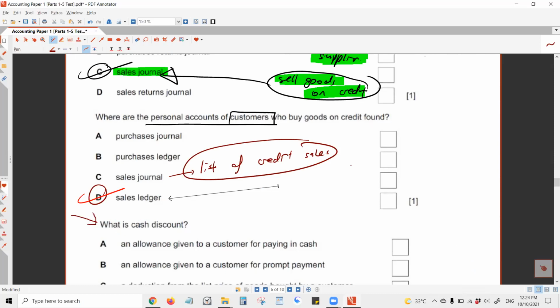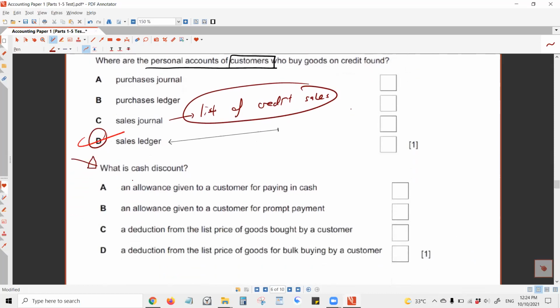Okay, now what is cash discount? Easy. Allowance given to customer for paying in cash? No. Don't tell me that you see the word cash, then it's linked to cash. No, that's just the name of a discount. Okay, the name of a discount. An allowance given to a customer for prompt payment. Yeah, this is the answer.